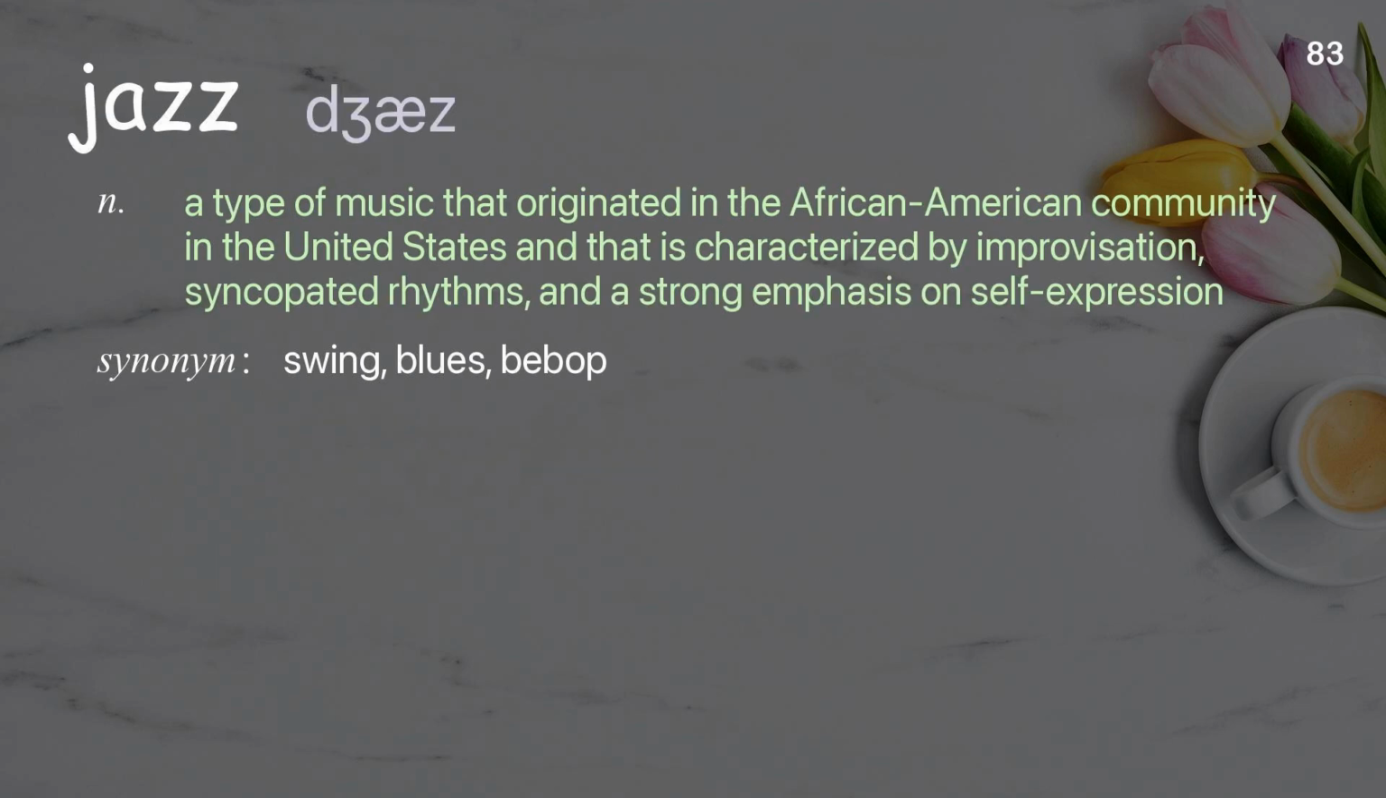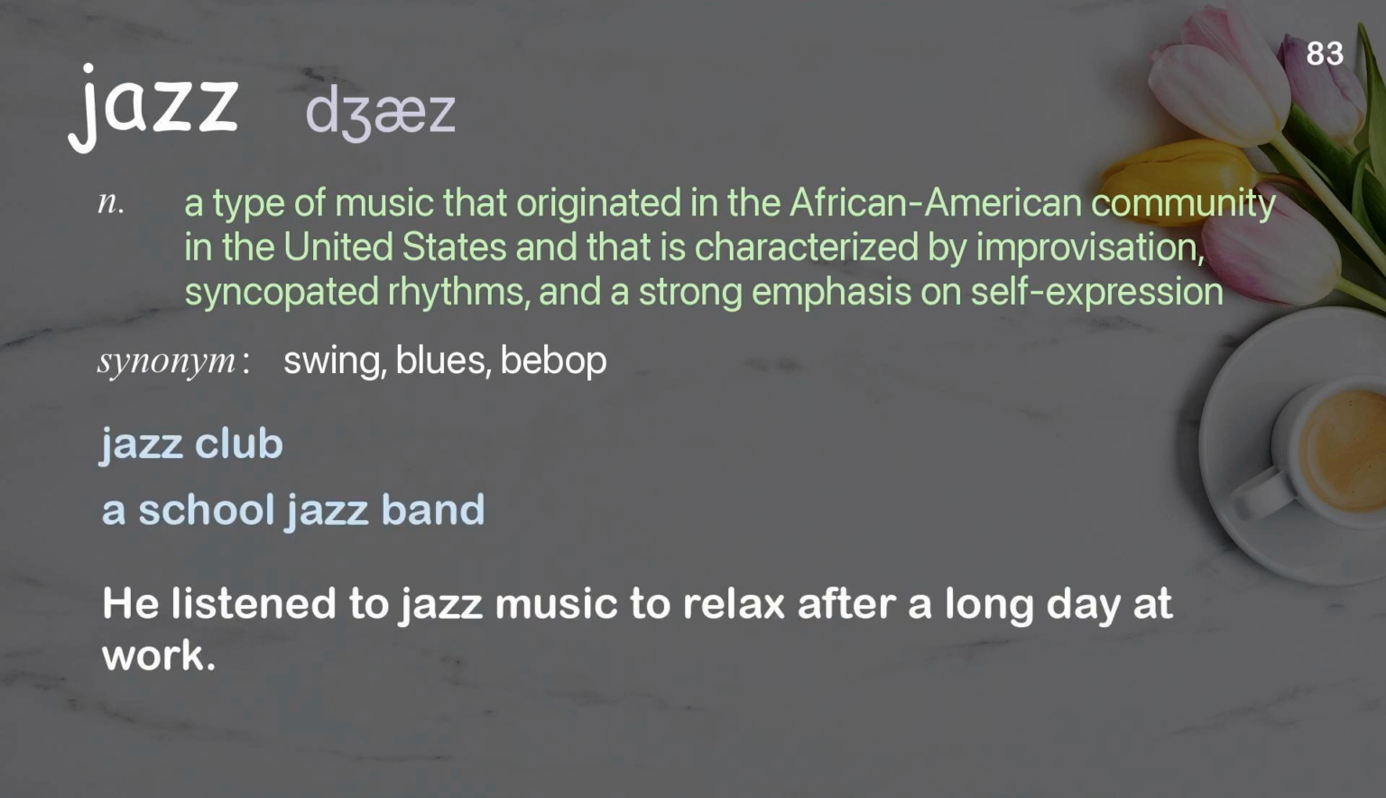Jazz. A type of music that originated in the African American community in the United States and that is characterized by improvisation, syncopated rhythms, and a strong emphasis on self-expression. Examples: jazz club. A school jazz band. He listened to jazz music to relax after a long day at work.